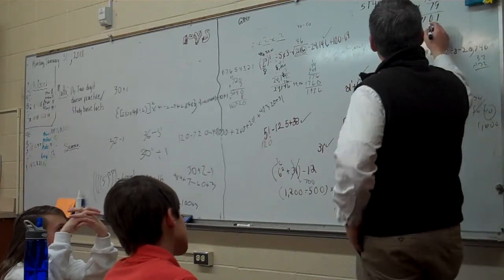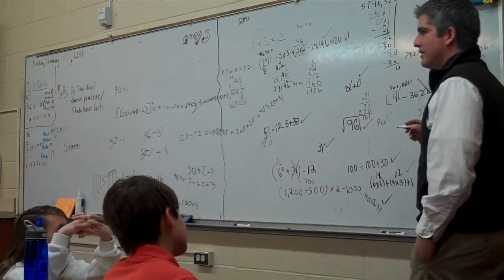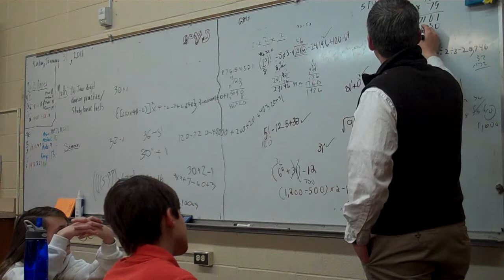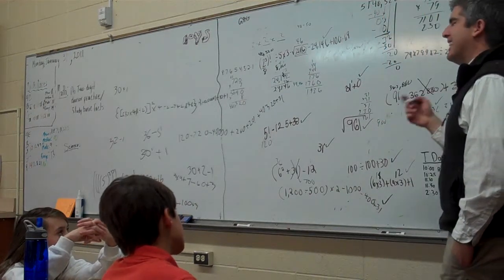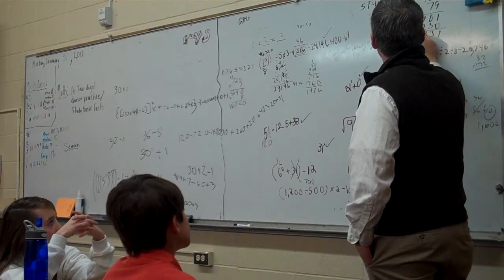7 times 9 equals 63. 7 times 8 is 56. Plus 6. Wow. 62. Good. 7 times 7 equals 49. Plus 6. 55. Very good. We add those up.